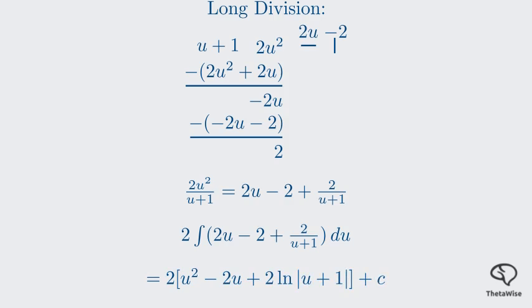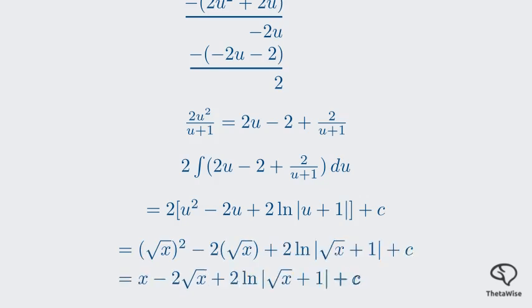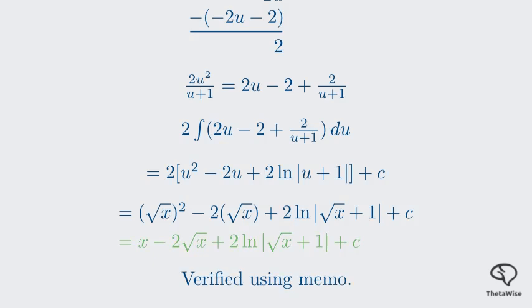Finally, we substitute u equals the square root of x back into our result. This gives us the square root of x squared, which is just x, minus 2 times the square root of x, plus 2 times the natural log of the quantity square root of x plus 1, plus c. Verified. Let's tackle the fifth example, which is very similar to the last, but serves as good practice.